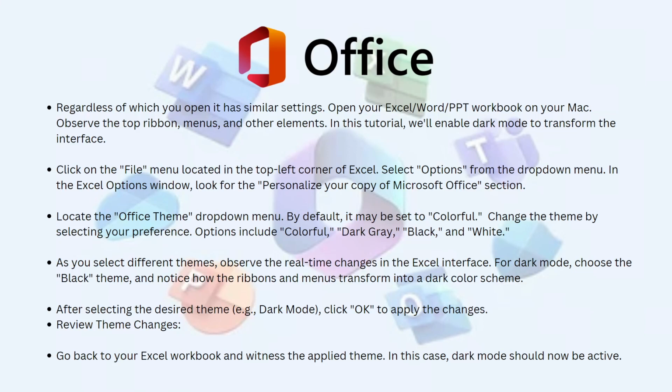For dark mode, just choose the black theme and notice how the ribbons and menus transform into a dark color scheme. After selecting the desired theme, just click OK to apply the changes. Then lastly, just go back to your Excel workbook and witness the applied theme. In this case, dark mode should now be active.